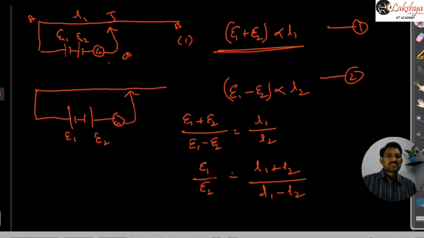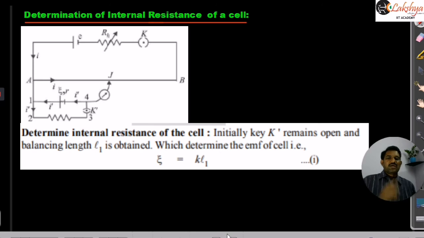When the cells support each other, or when the cells aid, and when the cells are opposing each other, then you will get E1 minus E2 as the EMF here. And now let us come back to the determination of the internal resistance of the cell.